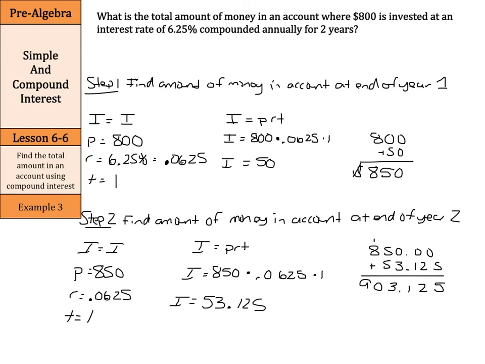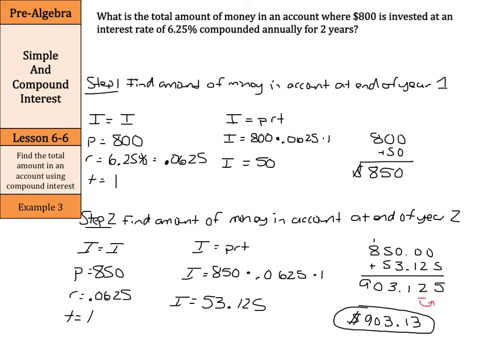Now, let's go ahead and round this to the nearest cent. That's why we did not want to just drop the 5. Let's round this to the nearest cent. And that's going to be $903.13, since the 5 will round the 2 up to 3. And that's our final answer.